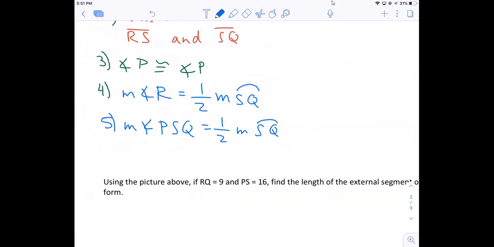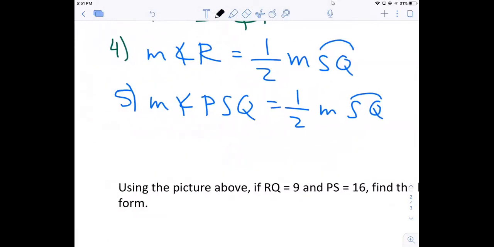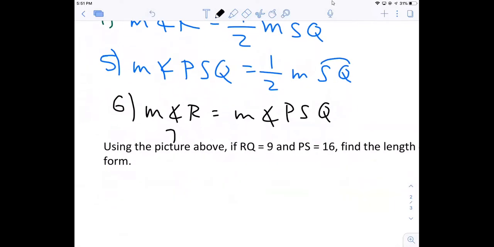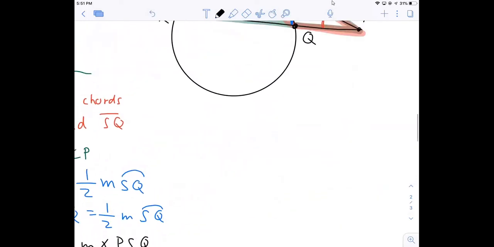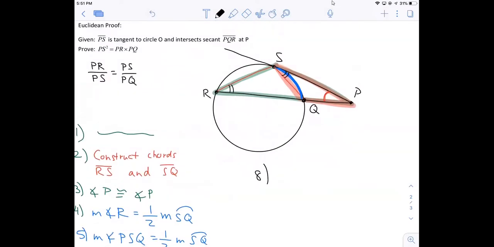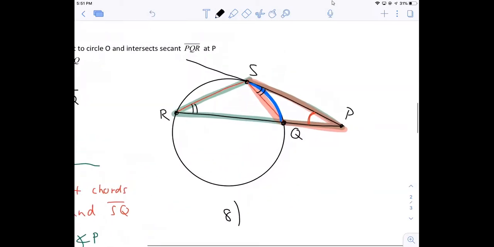So here we go. Now we can do a substitution. Step 6, measure of angle R is equal to the measure of angle PSQ. Step 7, we can say they're congruent because angles that are equal in measure are also congruent. Step 8, our triangles are now similar by angle. So we gotta name our triangles carefully.